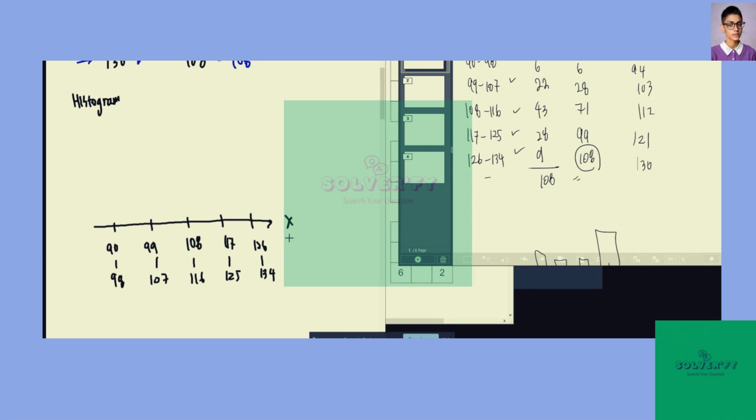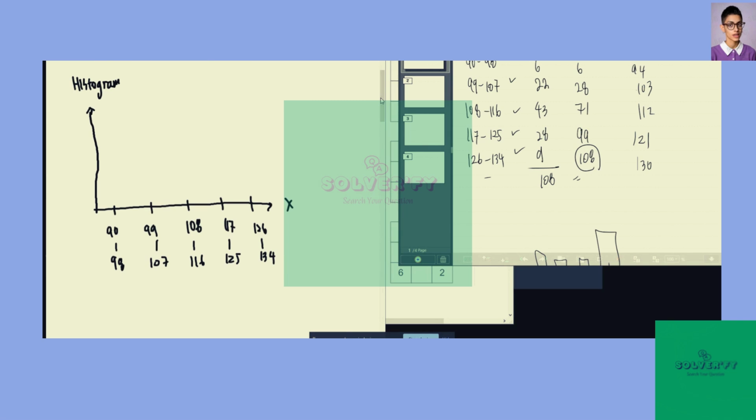Now on your vertical axis, it's just going to be height. According to your question, the one in the middle, 108 to 116, is 43, which is the highest peak. So I'm going to do that first. That was a 43. So have a big block, and you can shade them, but you don't really have to shade. 43 is the highest peak.